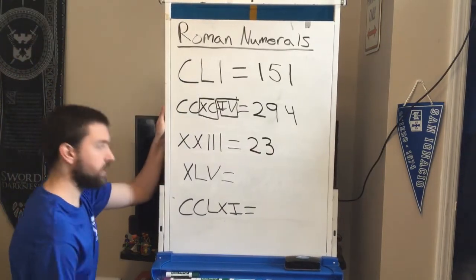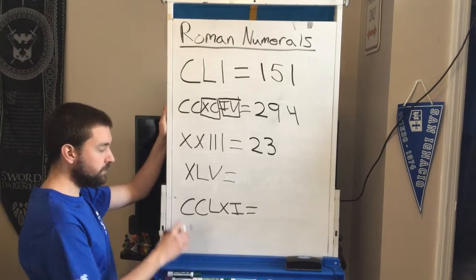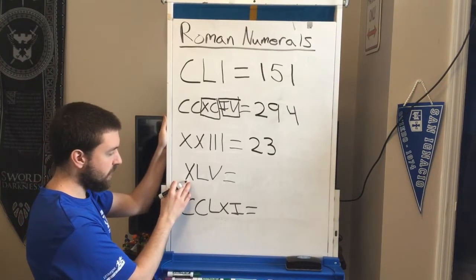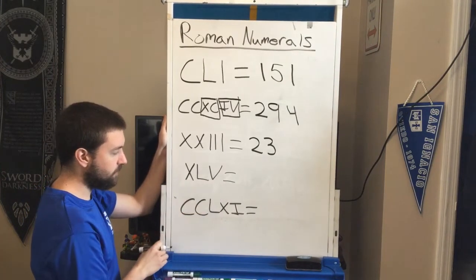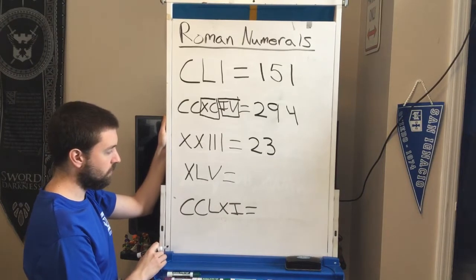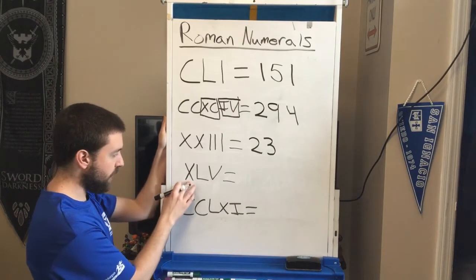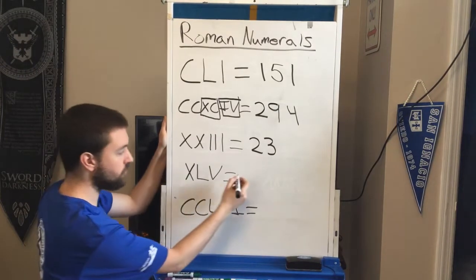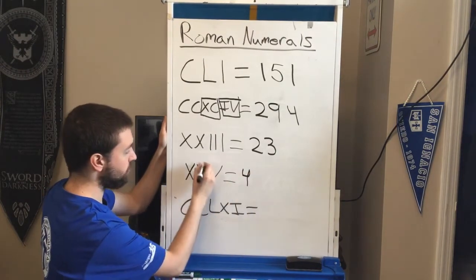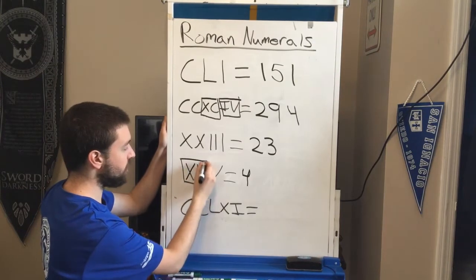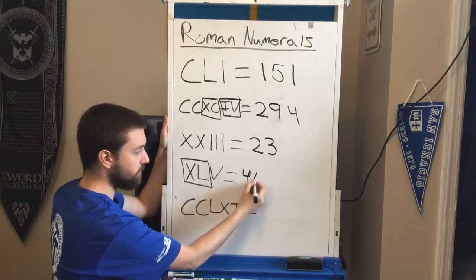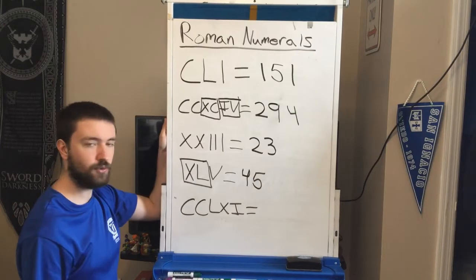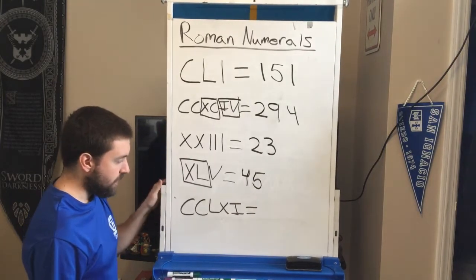Let's look at this next one. This one should be familiar. It came from one of the Super Bowls. XLV. Oh, okay. 10 before 50. So 50 minus 10, which is 40. So these go together as one digit. And then we have our 5. It equals 45.